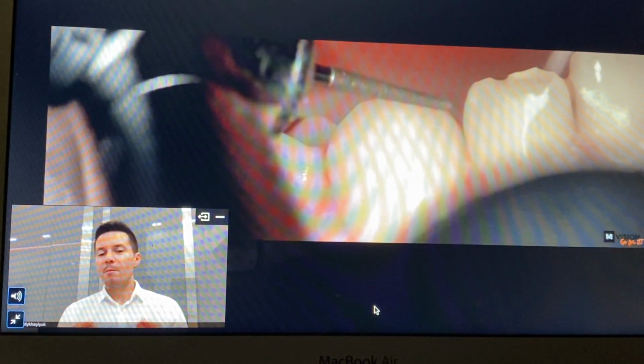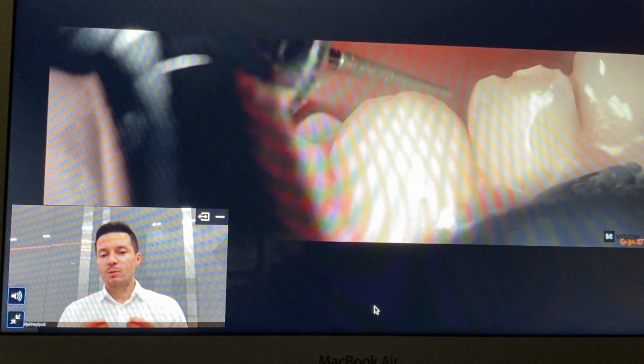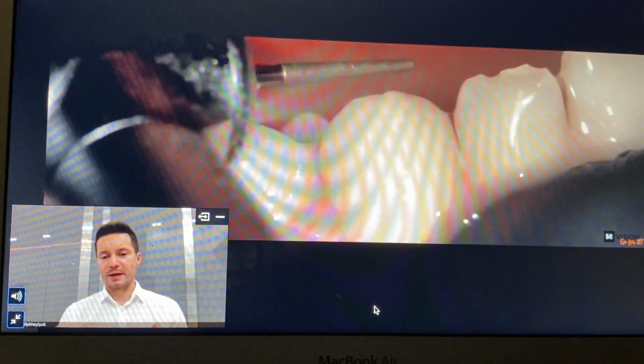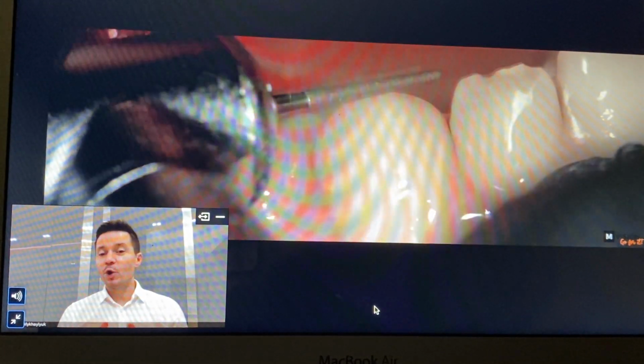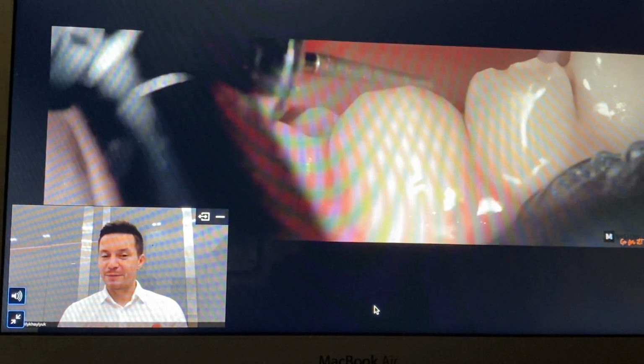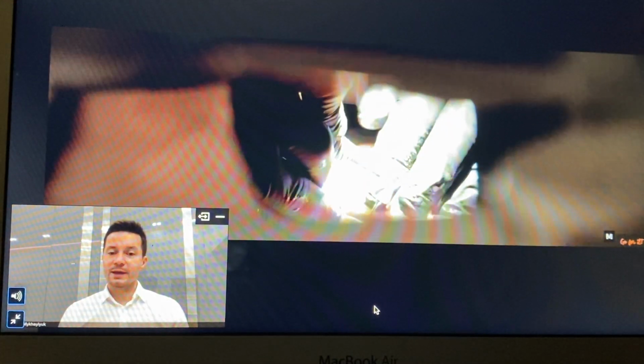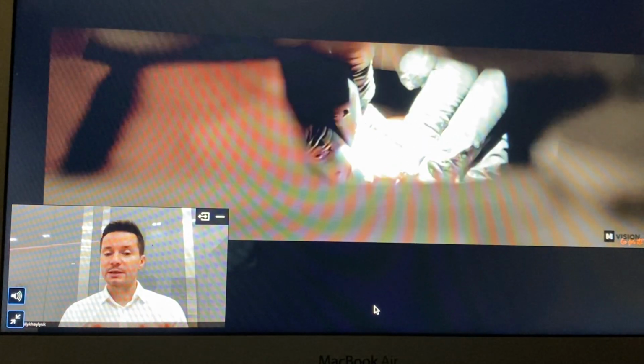This is why the mock-up is so important. We really control how much we need to reduce. We don't over-prep. This is the point. We don't over-prep and we don't under-prep. So we go ahead. The water cooling is really important, because without water cooling, you can have overheating on the surface and pulpitis in the future.